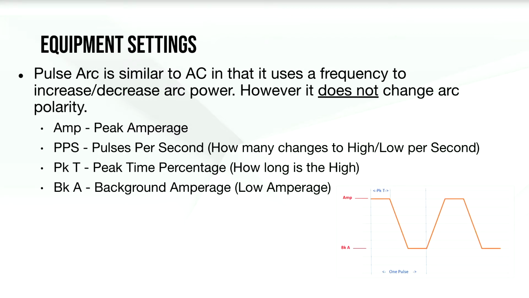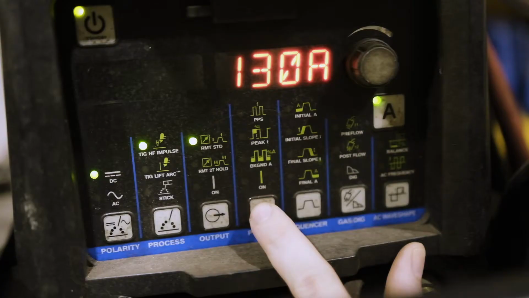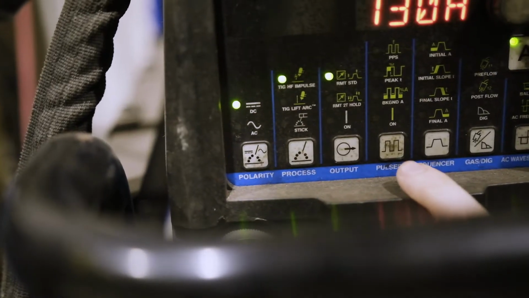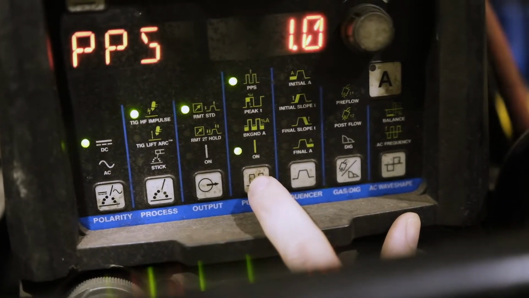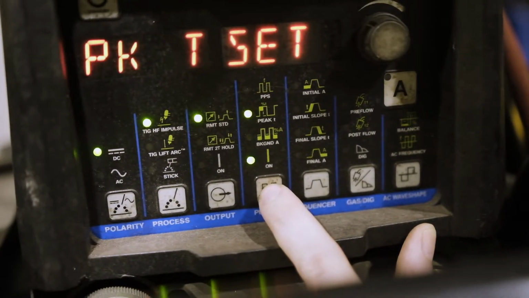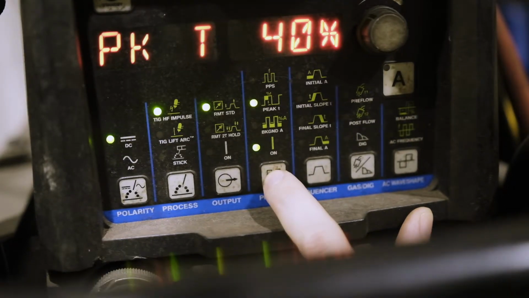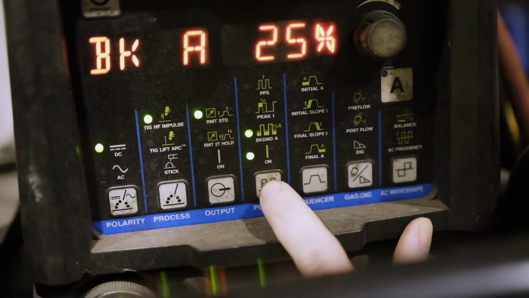Pulse arc is similar to AC in that it uses a frequency to increase and decrease the power. However, it does not change the polarity. So when you're setting this, you're going to see amps, which is your peak amperage, so that's your max amperage. Your pulses per second, so how many times it changes between low and high within 1 second. Your peak time percentage, which is how long it is high and how long it is low. And then the background amperage, which is what it will drop back down to when it goes low.